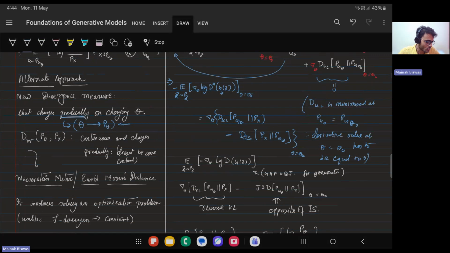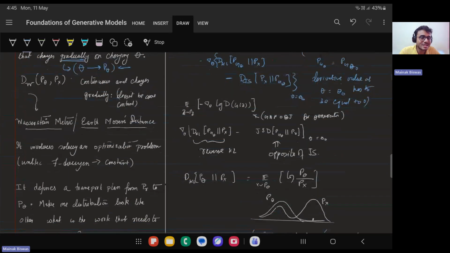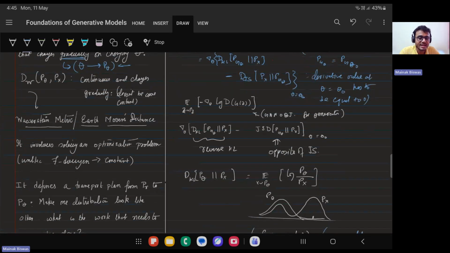The alternate approach, or a new divergence measure, we want it to change gradually on changing theta. We would define this as dW of P theta and Px, and we want them to be symmetric again and things like that. So Wasserstein distance is one of the measures to do that. Unlike F divergence, which becomes a constant, and sometimes at optimality goes to log 2 and maxes out, and the gradient becomes 0 and so on, this will never be like that.